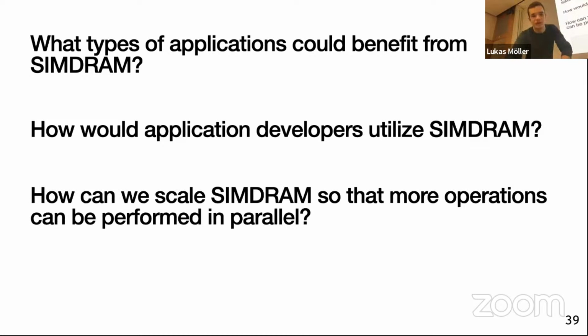How would you imagine that SIMDRAM can be scaled so that more operations can be performed in parallel? I really think that you could scale it up even more by doing computations in many of those subarrays at once. I think we should be able to get a much better performance that way, but I'm not sure what currently is the problem there. I mean, it depends on how big the data set is. But if your data set is big enough, you could probably do computations in many of these DRAM subarrays at once.